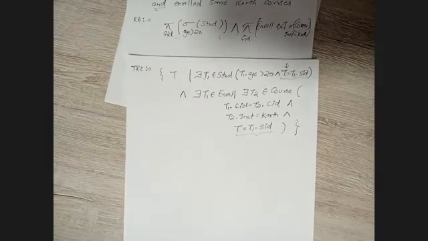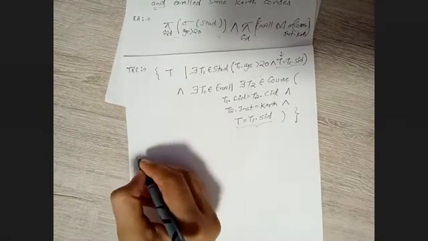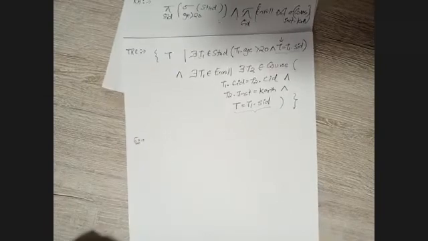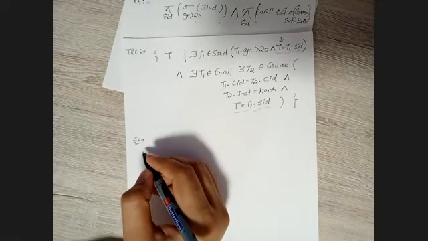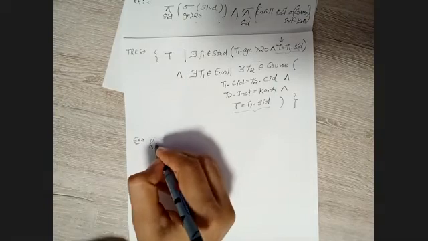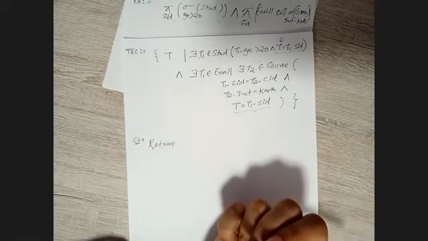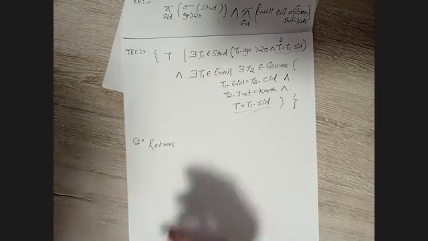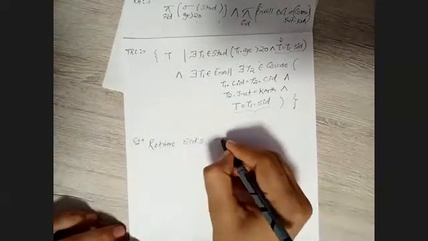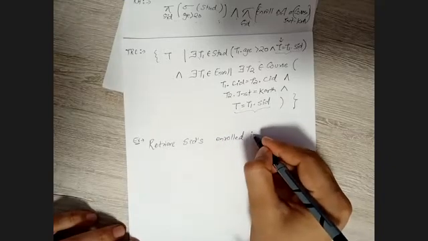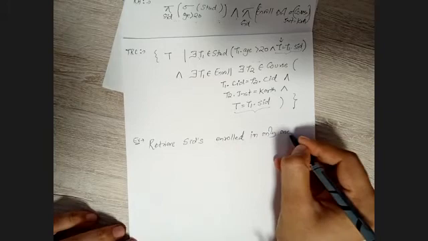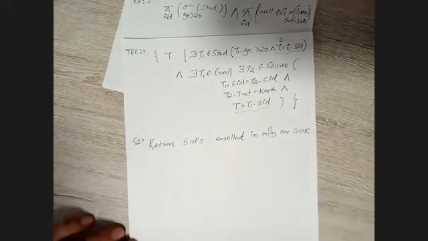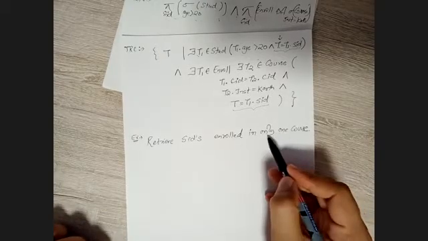Okay. So if this is clear, then I'm leaving one query for you to practice. This query will be on the same example. The query is: you need to retrieve SIDs enrolled in only one course. You need to retrieve SIDs enrolled in only one course.